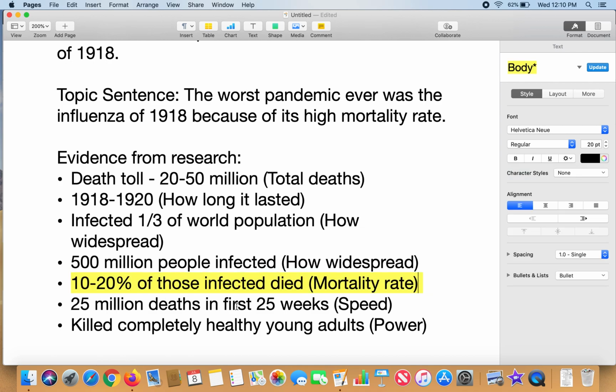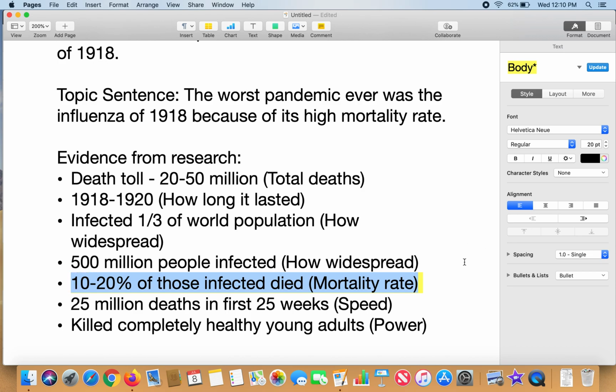25 million deaths in the first 25 weeks. That's talking about the speed of the disease. And killed completely healthy young adults. That's kind of talking about the power or impact of the disease. So out of this research, this one here is clearly the piece of evidence that is best going to support our claim.